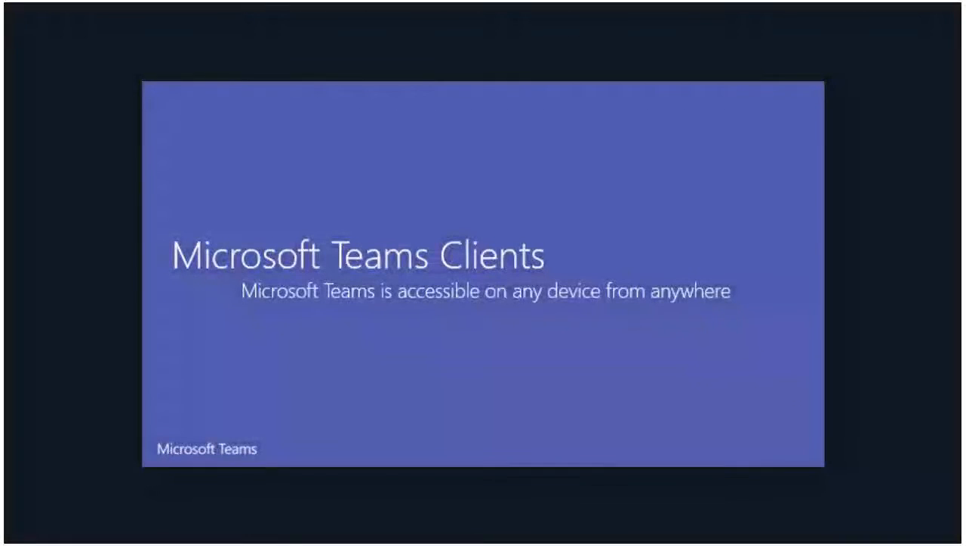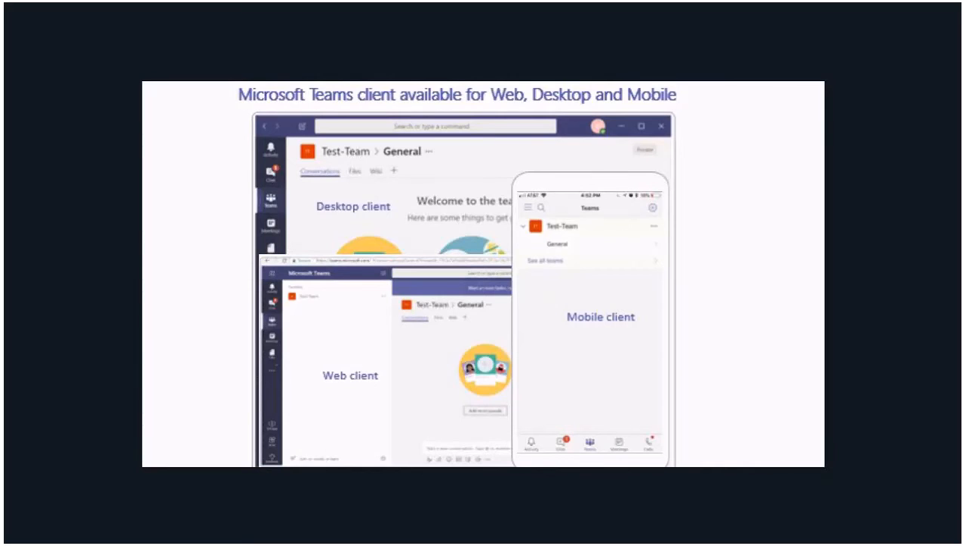Today we are here to talk about the Microsoft Teams client. Microsoft Teams has clients available for web, desktop for Windows and Mac, and mobile clients for Android, iOS and Windows Phone. This means Teams is accessible on any device from anywhere. All these clients require an active internet connection and do not support offline mode. Let's talk about each client.